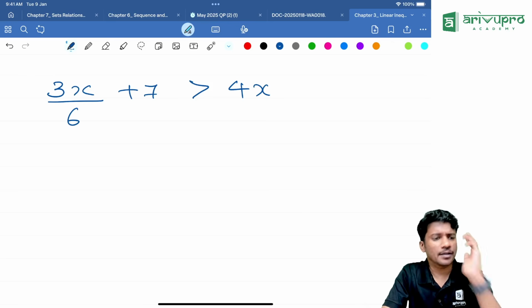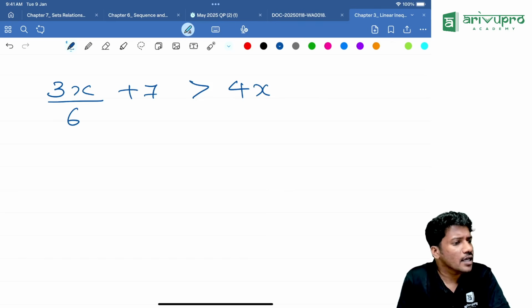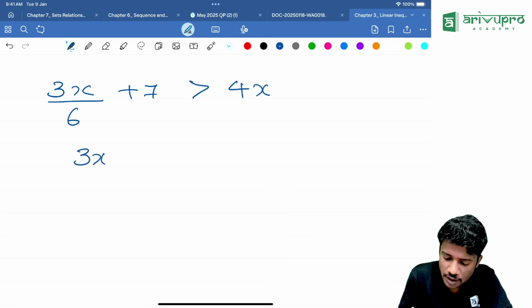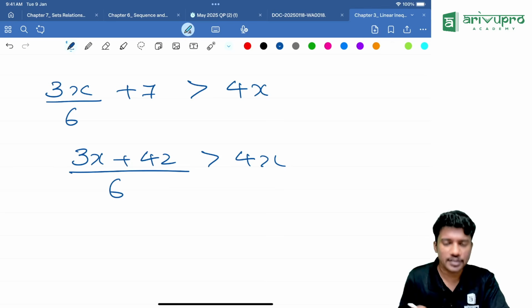We will take LCM. In the left hand side we will take LCM. LCM is 6. That means 3x plus 6 is the denominator. 7 into 6 is how much? 42. Greater than 4x. Now what will we do?